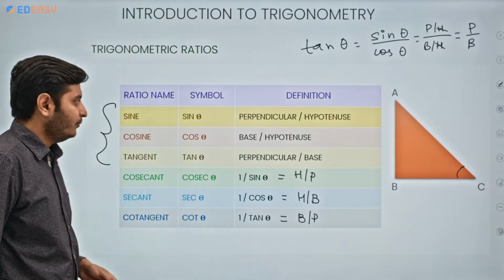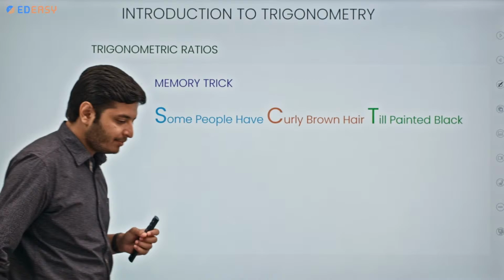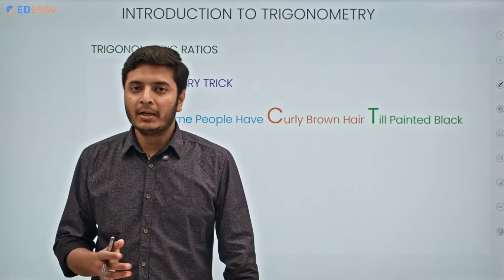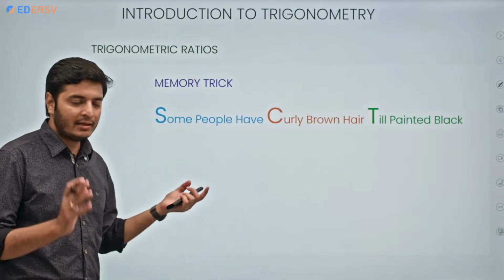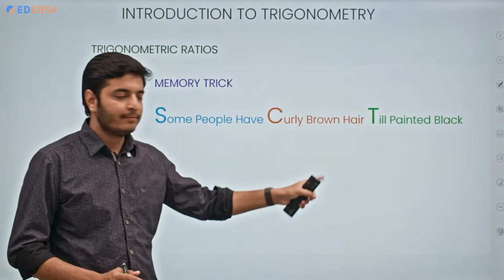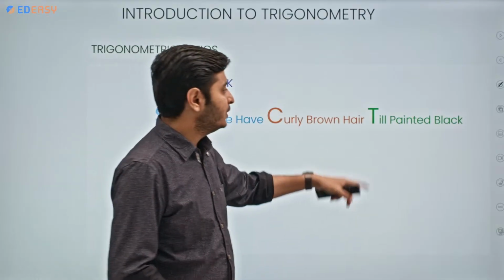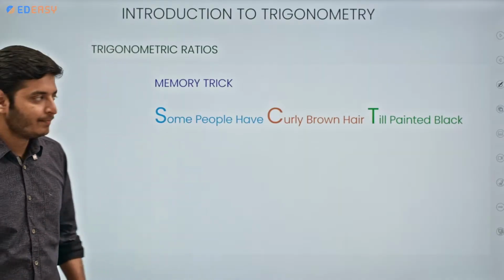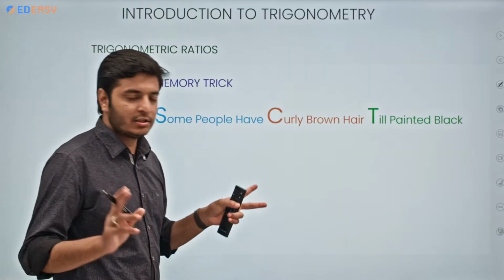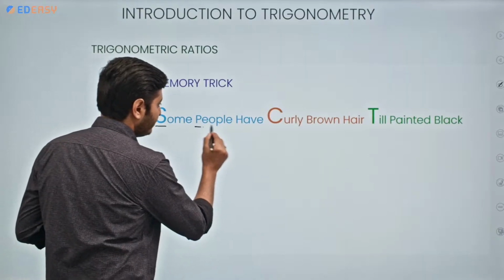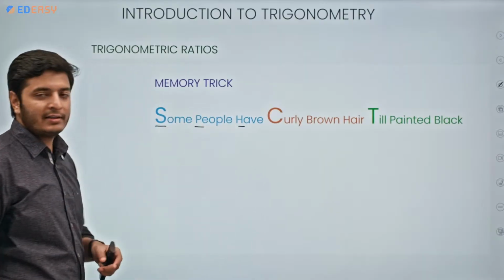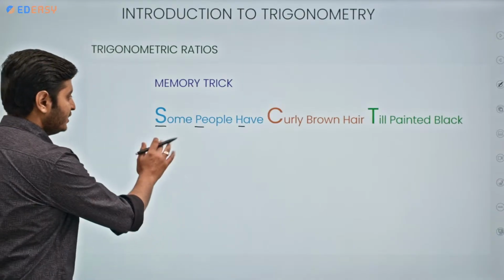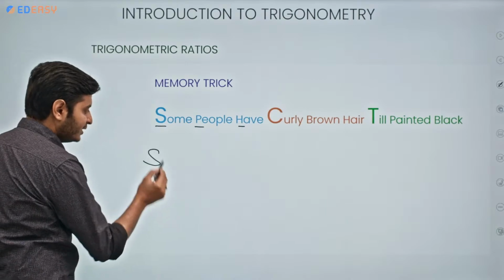Now, there is a memory trick to remember this. There are multiple tricks, but you can go with this also. That is, some people have curly brown hair till painted black. Why is this a memory trick? Look at the initial of each word. Some people have. I colored them in a single color, blue, so that you can see easily. Now, some represents S.